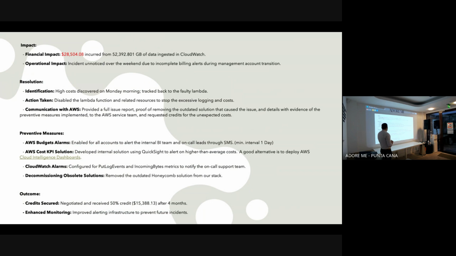The part that we are not really pleased with was the communication with AWS. As you can see down there, it took 4 months to complete. We had to provide a full issue report, of course, because you need credits, as nobody will pay for that amount of money. We worked on that. We had to provide proof that we removed the outdated solution. And of course, they require detail with evidence of the preventive measures implemented.